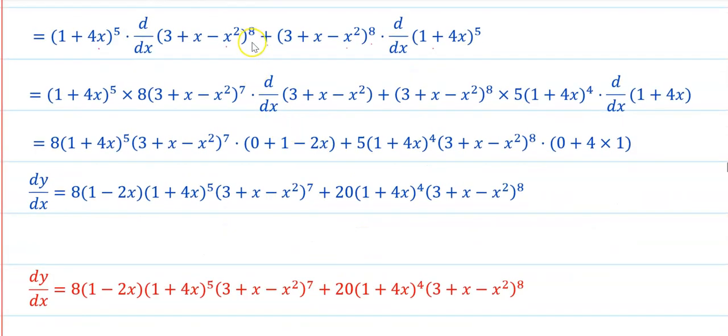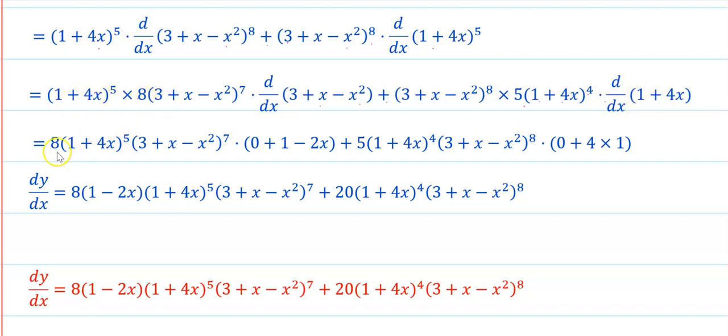That is the power's derivative, where 8 minus 1 is 7. That is 8 into (3 plus x minus x squared) raised to 7 into d/dx of this composite, which is 3 plus x minus x squared, plus (3 plus x minus x squared) raised to 8 into d/dx of (1 plus 4x) raised to 5. Take this 5 here into (1 plus 4x) raised to 5 minus 1, that is 4, into d/dx of 1 plus 4x. Now see this here.